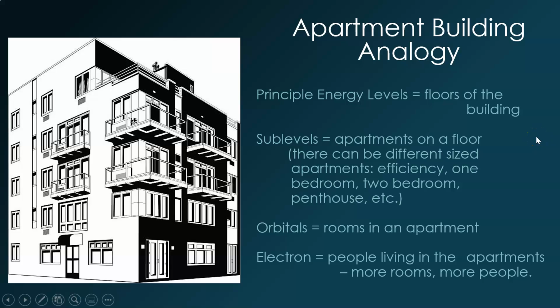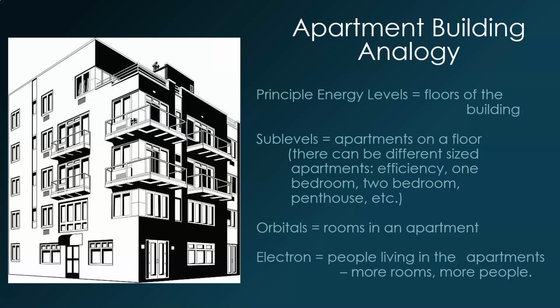So I want to go to this analogy because sometimes it's helpful to think about it. Think of the atom electron cloud as being like an apartment building. Principal energy levels represent the floors. So you have the first floor, the second floor, the third floor, and so forth. Sublevels represent the apartments. On any floor, you could have multiple apartments, and those apartments could be different sizes. You could have an efficiency, a 1-bedroom, a 2-bedroom, a penthouse, and so forth. So you've got different sized apartments.